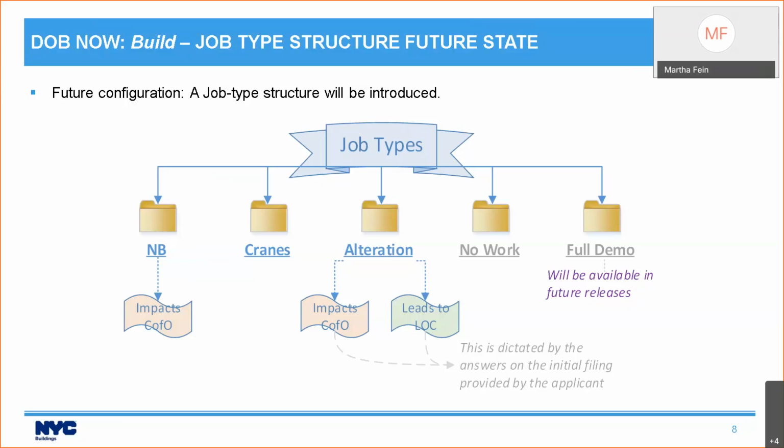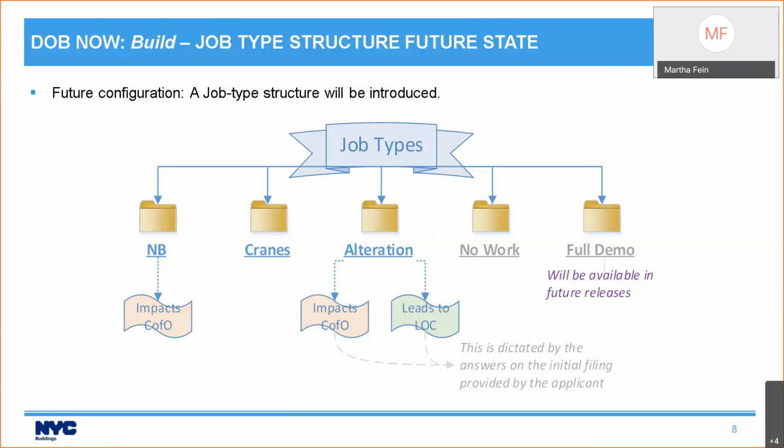In terms of alteration, there's going to be two types of alteration jobs. Plain old alteration, which leads to letter of completion, like we've already seen. And what we're introducing is a type of alteration that impacts the certificate of occupancy. This is referred to as an Alt-CO. Alt-CO jobs are the new name for what used to be called Alt-1 jobs.